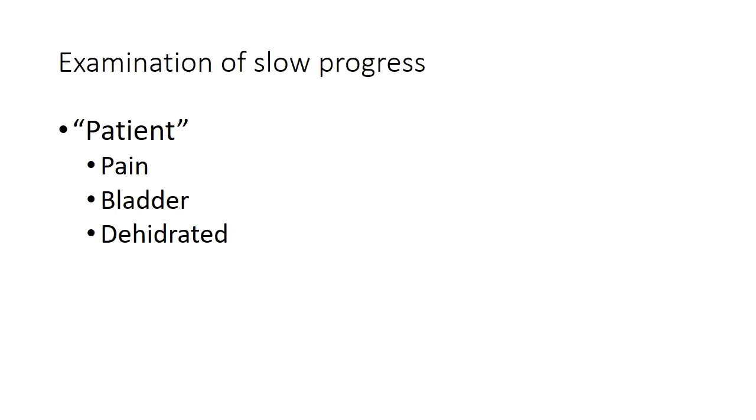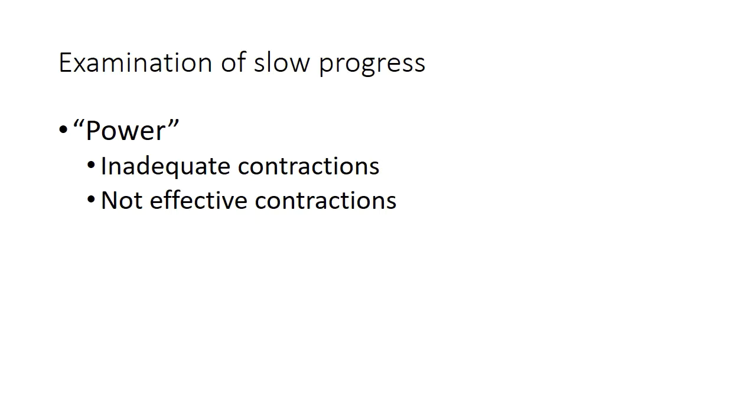We all know the rules of the three Ps, but I'm just going to go through it again. When you examine a patient for slow progress, start with the patient herself. Make sure she's comfortable, she's mobilized, she has support from a partner, her bladder is empty, she has good pain relief, and she's not dehydrated. Look at the uterine contractions. Are they either inadequate or not effective? In both cases, oxytocin might help.